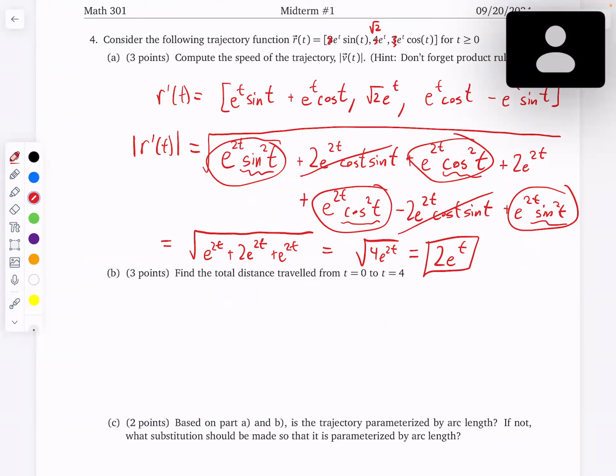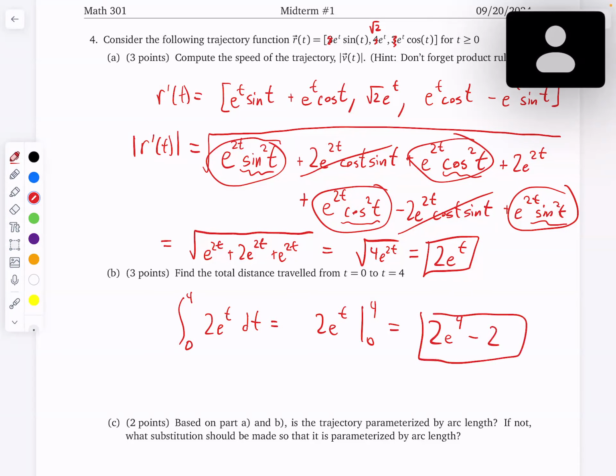Find the total distance traveled from t equals 0 to t equals 4. So that's going to be the integral from 0 to 4 of the speed, which is 2e to the t dt. Integral of that is just 2e to the t, evaluated from 0 to 4. If you plug in 4, you get 2e to the 4th, minus when you plug in 0, you get 2. And so that's the total distance traveled.